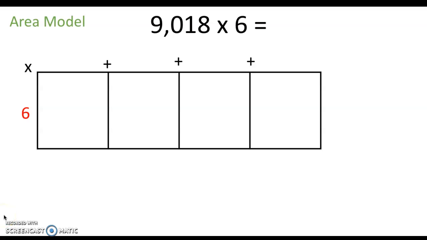9,018 times 6 using the area model. Our 6 will go on the side, and then we're going to write 9,018 in expanded form. That would be 9,000 plus 0 plus 10 plus 8. Then we're going to multiply length times width. So let's take those first numbers down. Add our side number over into each box.